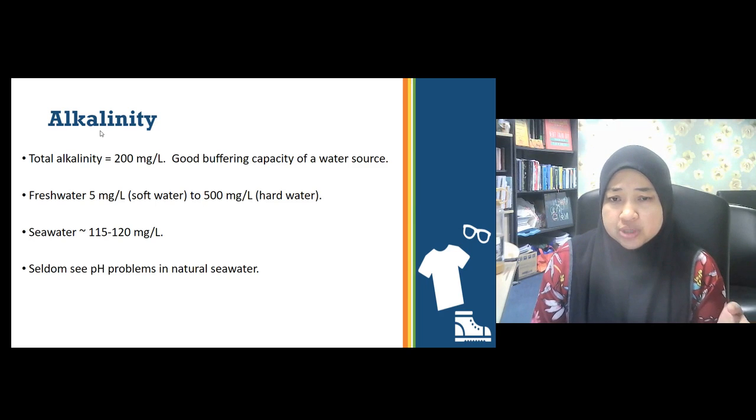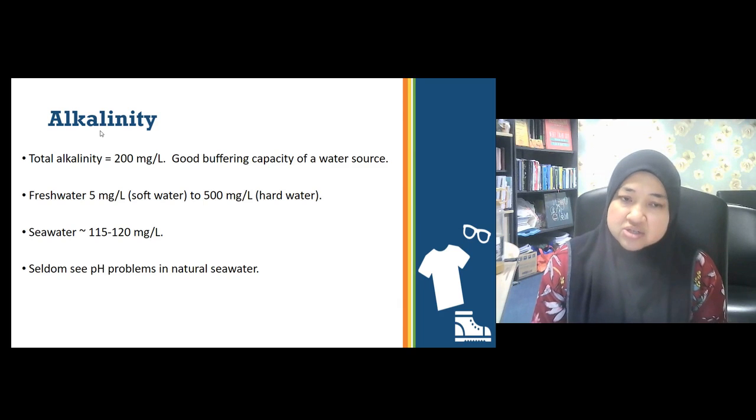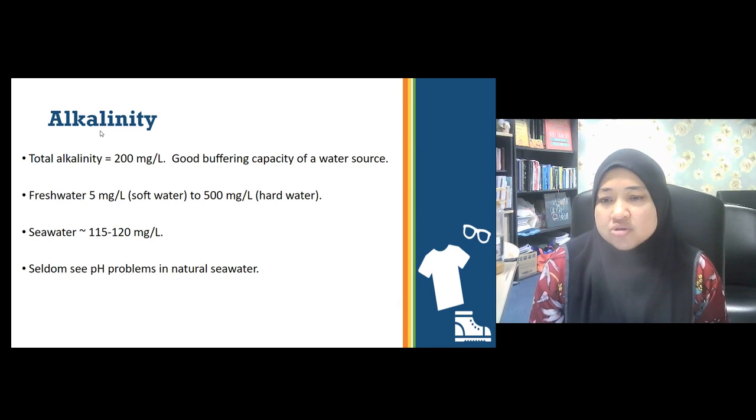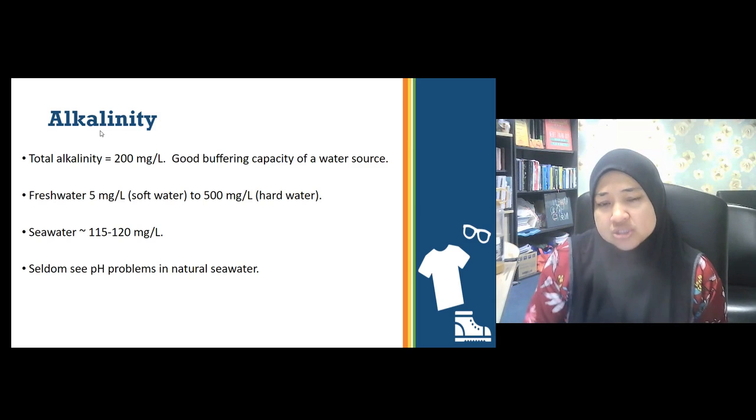I will show you how bad the impact is when we have very high alkalinity in the fresh water. We cannot eliminate all, but it's not very nice to drink water that has high lime scale. So what problem does it cause, especially to our tap? Okay, so seawater is less than 120 milligram per liter, and seldom can we see pH problems in natural seawater.